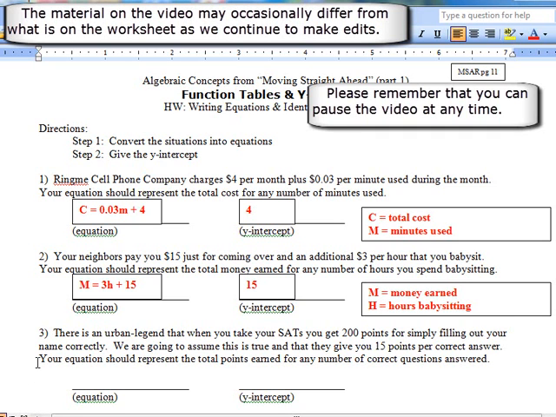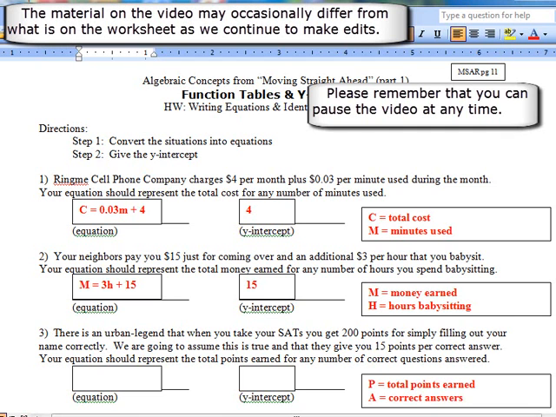Number 3, there is an urban legend that when you take your SATs, you get 200 points for simply filling out your name correctly. We're going to assume that this is true and that they give you 15 points per correct answer. Your equation should represent the total points earned for any number of correct questions answered. For my problem, I'm going to let P stand for total points earned and A stand for correct answers.